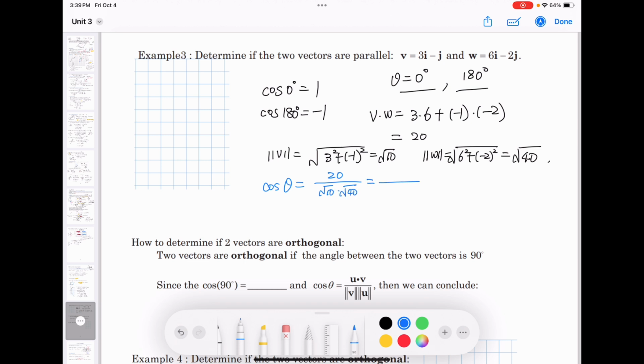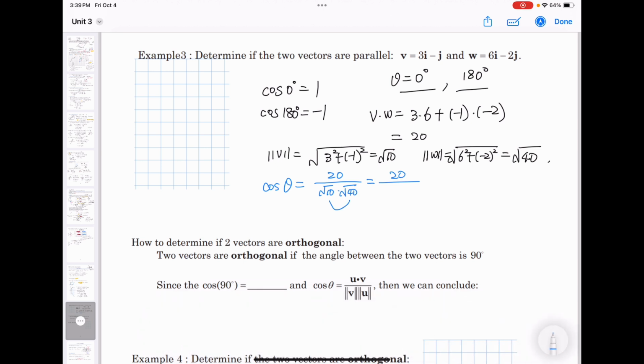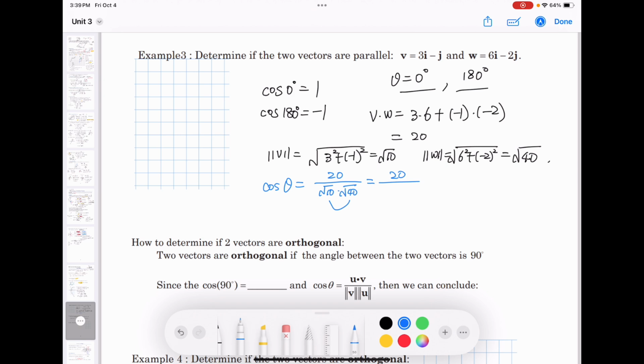So let me ask you, what is the denominator? I have learned the product rule, so I can combine these two together. By combining them, I have one square root, which is 10 times 40. So the bottom is the square root of 400, and the square root of 400 is 20. 20 over 20 is 1. That is my first case. So theta is equal to 0. They have the same direction, and the angle between them is 0.